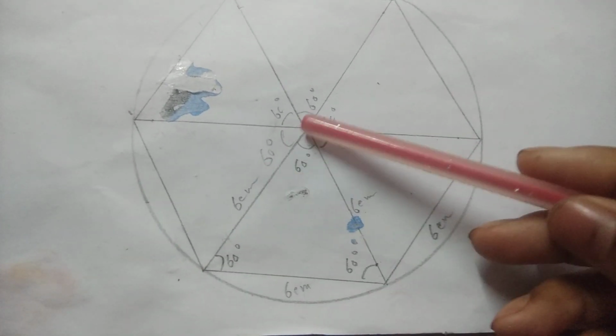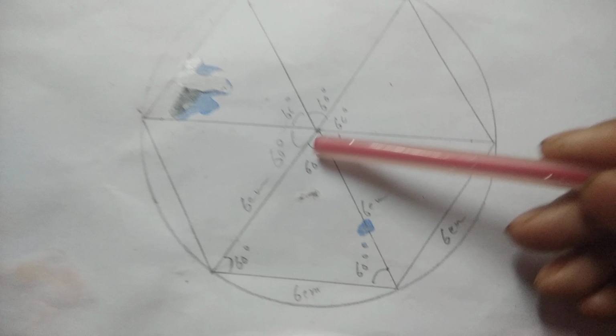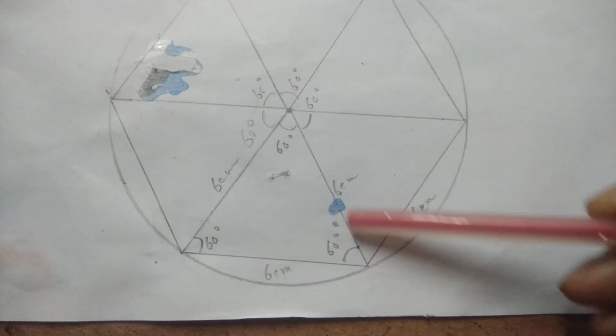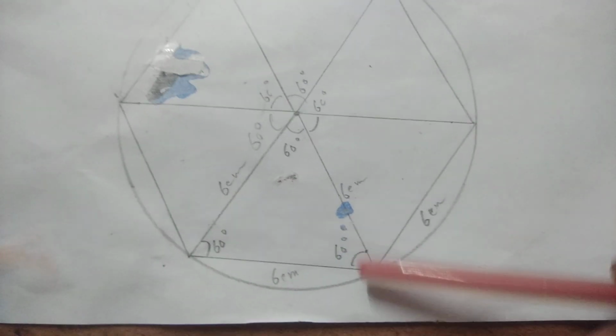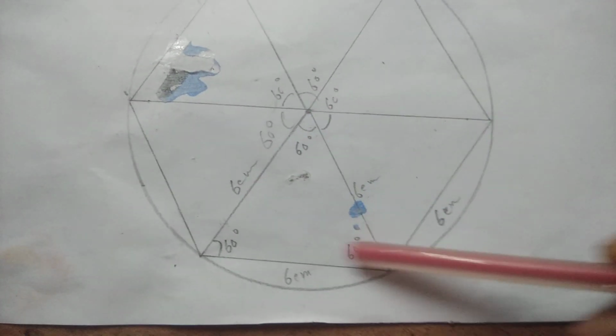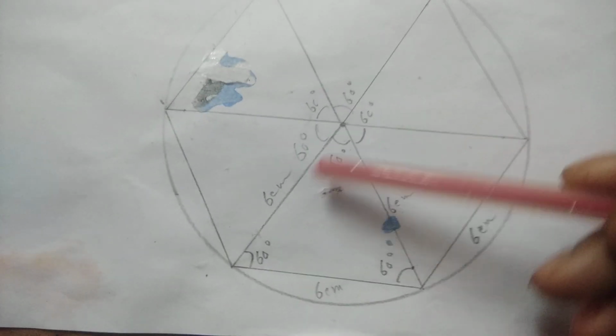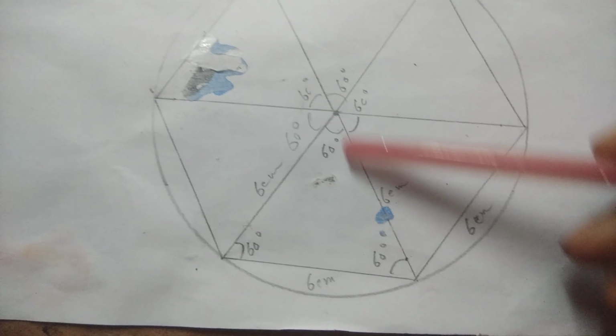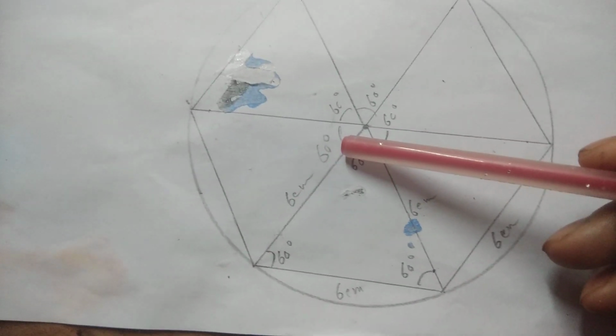And with this radius, make an angle of 60 degree here, and join this side. That means you are getting an equilateral triangle having 60 degree, 60 degree, 60 degree. Therefore, you get this is 6 centimeter, this is 6 centimeter, this is 6 centimeter.